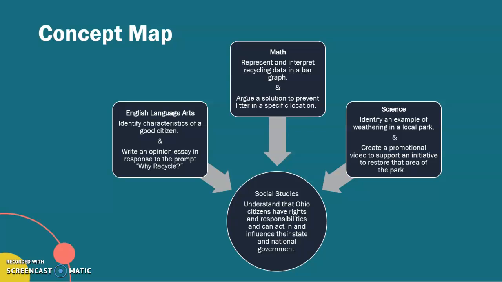So once again, this connects to the social studies standards because students are trying to influence their state and national government, and they're trying to be responsible citizens.